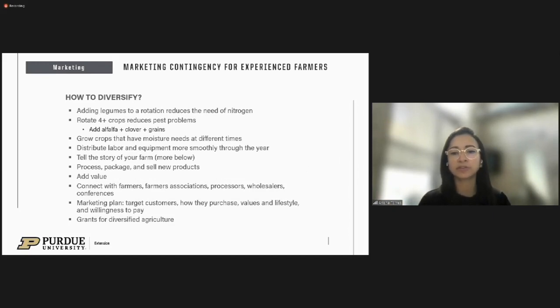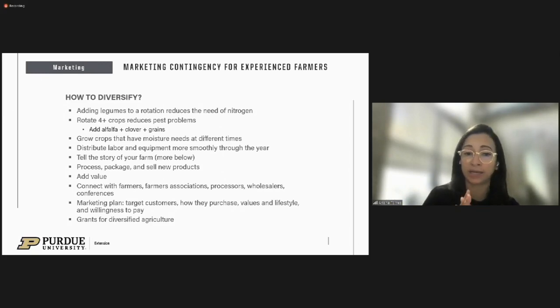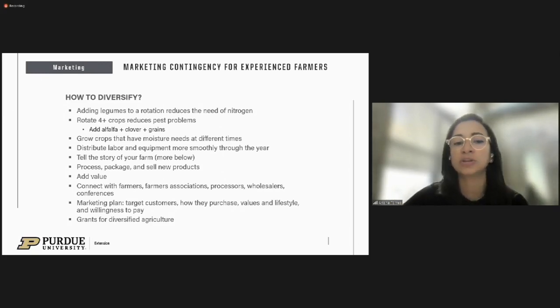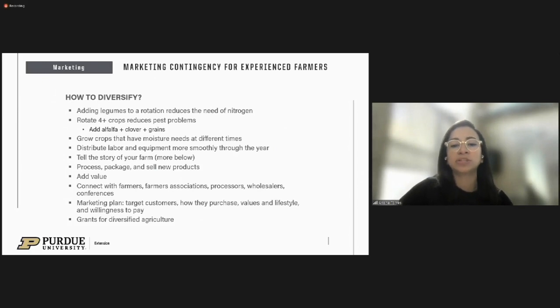So how can you diversify? Diversifying markets and diversifying production, or what we call diversifying horizontally and vertically, are very well connected. So things that you can do, if you're a farmer, you can add legumes to a rotation, and that's going to reduce the need for nitrogen. You can rotate crops. So for example, add alfalfa, clover, grains. That's going to reduce pest problems. But also, if you include any legume, you may increase nitrogen fixation into the soil, and that has been shown to reduce the need for nitrogen fertilizers.